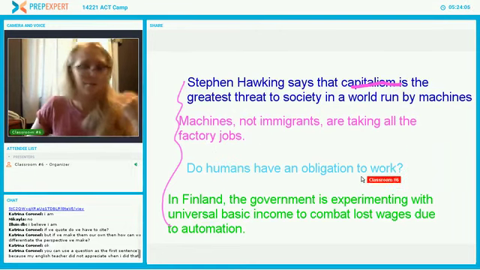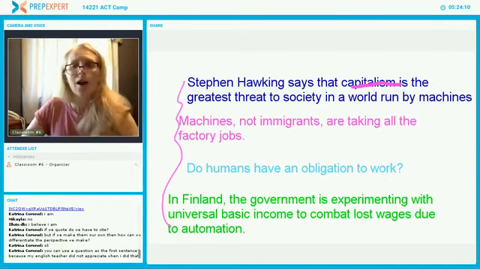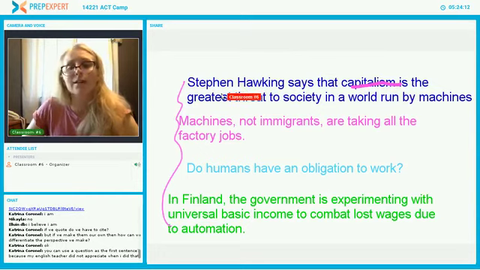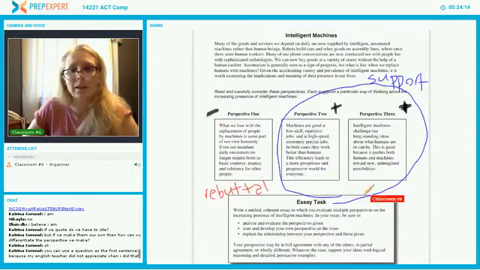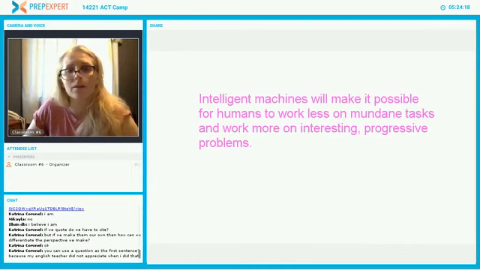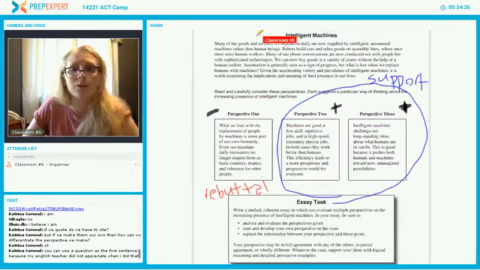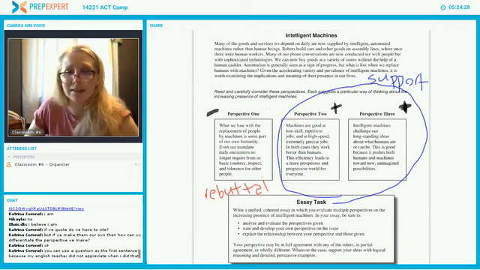Some people may say yes. Some people may say no. Some people believe that it's more than just a paycheck. I believe what intelligent machines really mean is that humans will have to work less on mundane tasks and will be able to work more on interesting, progressive problems. Okay, so that's going to be my thesis. And I'm going to have one paragraph where I use this as support.